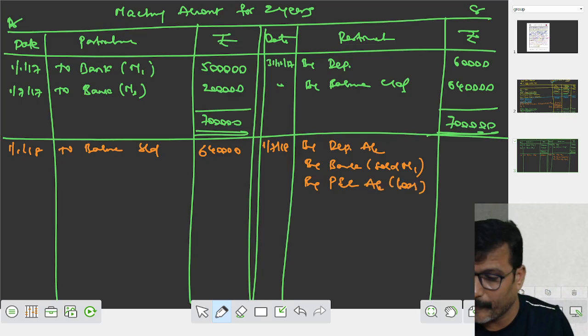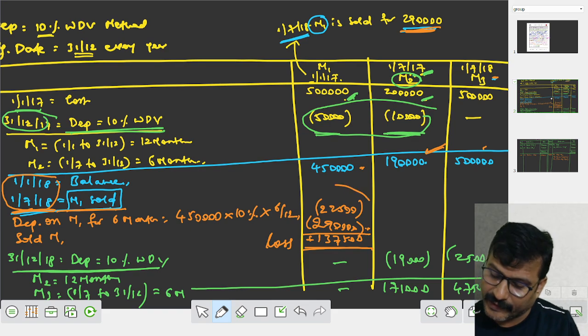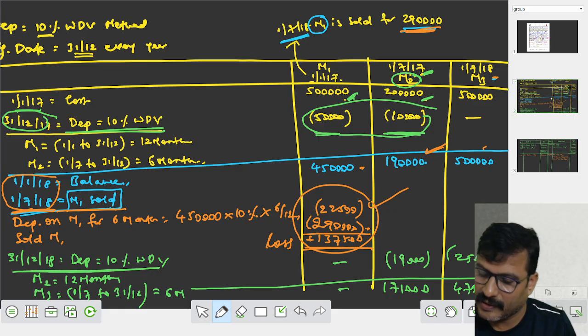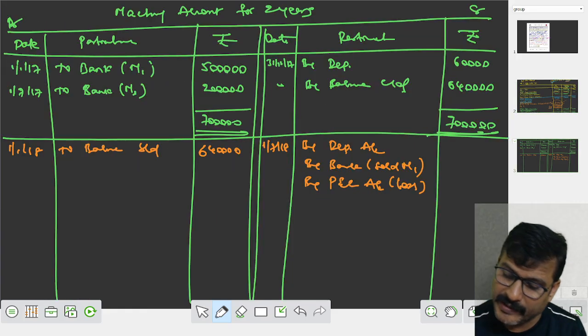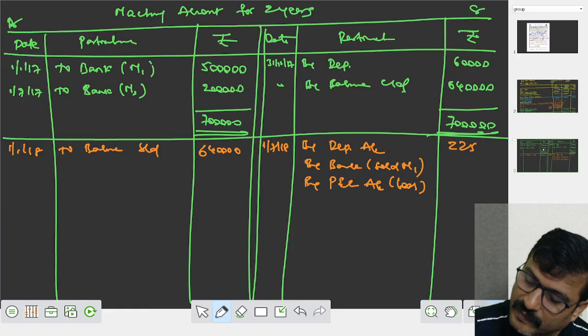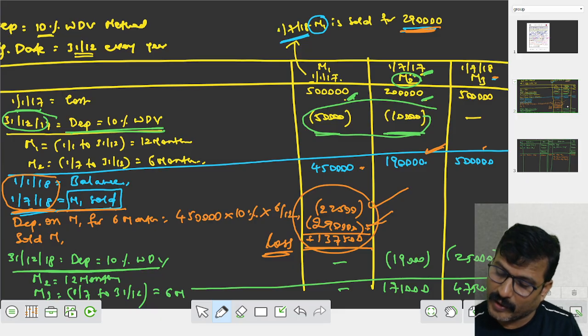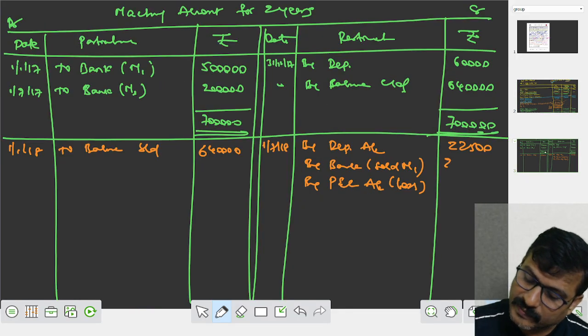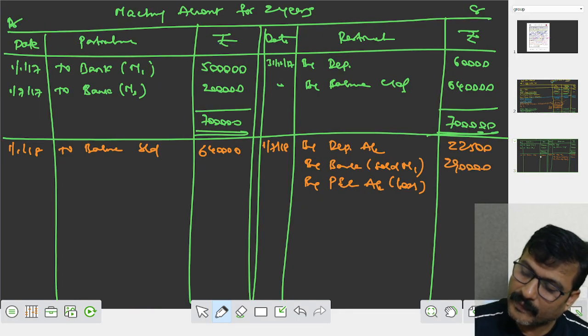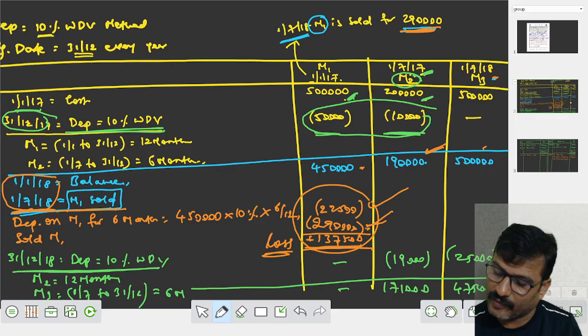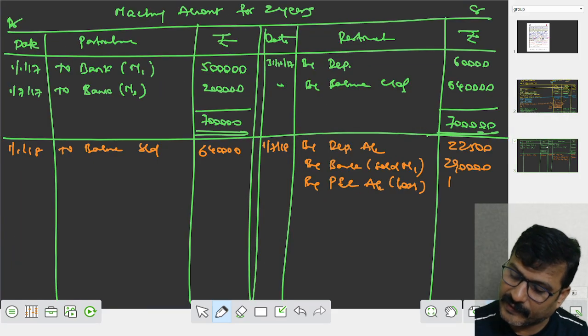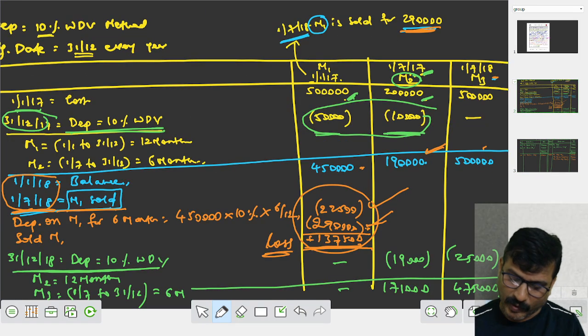See, when you sold a machine, we have three things to record. One is depreciation for 6 months, another is sold, and there is a loss. Depreciation is 22,500. There is a sold of 2,90,000 and there is a loss of 1,37,500. Fine. After this, what happened?